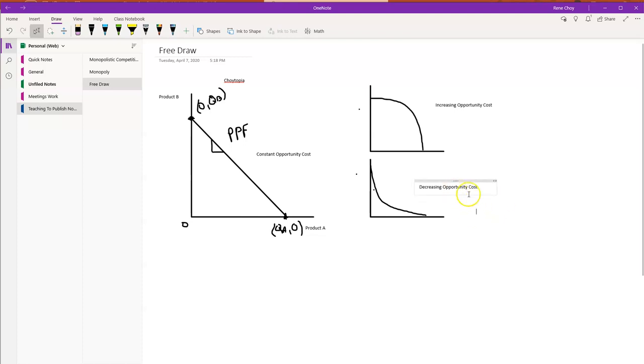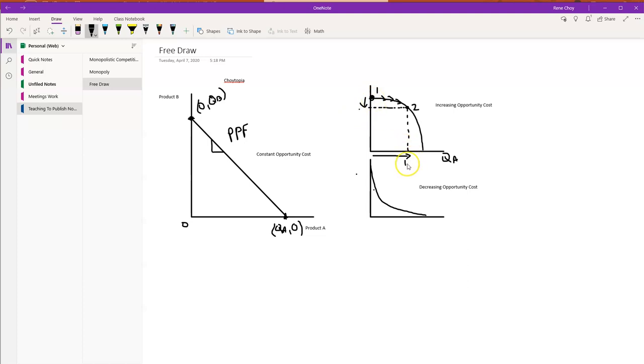Now, if you remember the concept of opportunity cost from previous chapters, opportunity cost is basically the trade-off, or what you have to give up. So if I start, say, at this point on the line, call it point 1, and I want to move down to point 2, by moving down to point 2, I'm going to gain some A, but I have to give up some B in order to do that. And whatever I gave up is the trade-off.